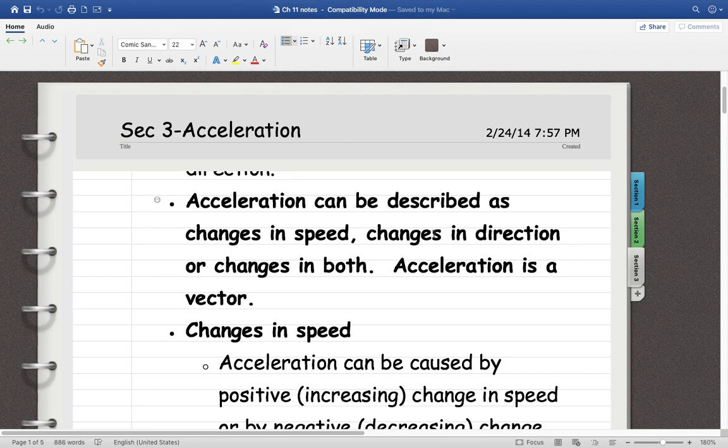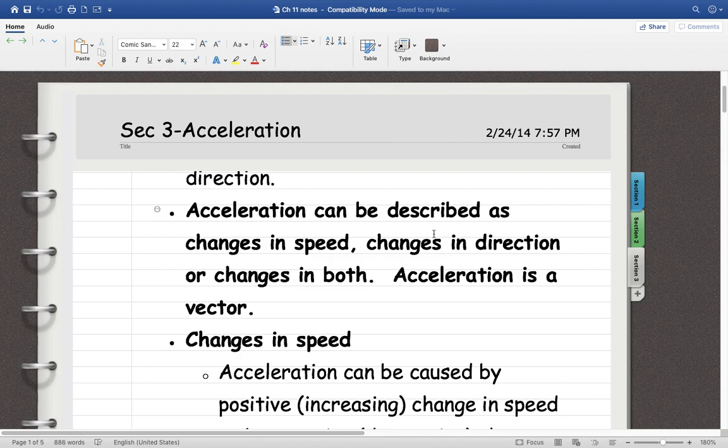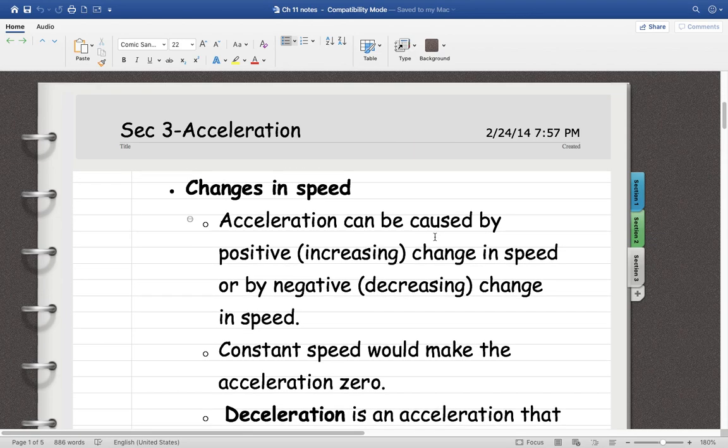Acceleration can be described as changes in speed, changes in direction, or changes in both. Acceleration is a vector. Again, it has some magnitude, in this case velocity, and then it also has a direction. All right, so let me talk about those three things. The first one is changes in speed.